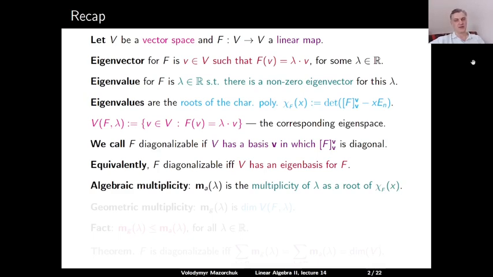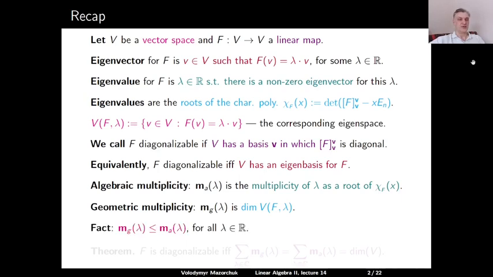We have defined the algebraic multiplicity m_a of lambda for each eigenvalue lambda, or more generally for each real number lambda. So this is the multiplicity of lambda as a root of the characteristic polynomial for F. And we have defined the geometric multiplicity m_g of lambda as the dimension of the eigenspace V of F comma lambda. So we proved that the geometric multiplicity of each lambda is less than or equal to the algebraic multiplicity of this lambda.